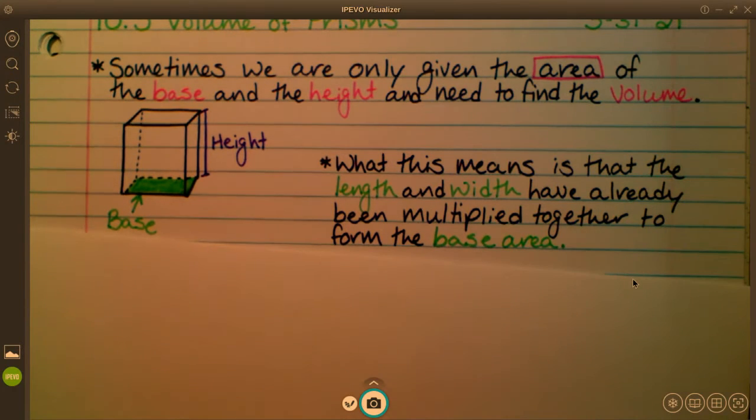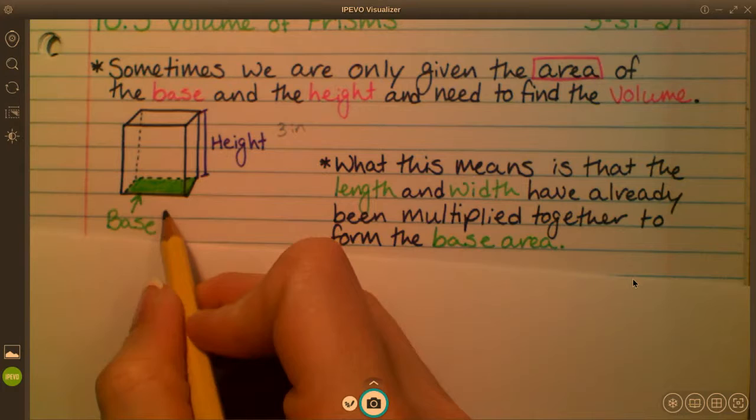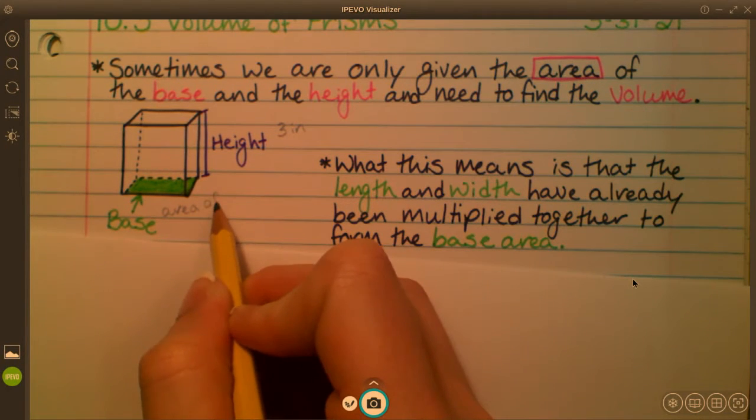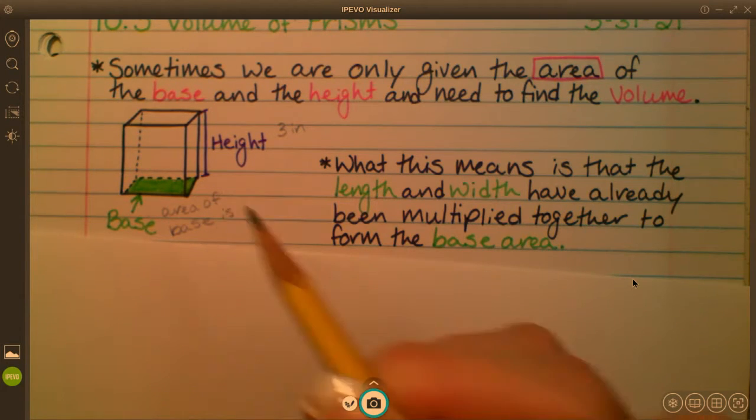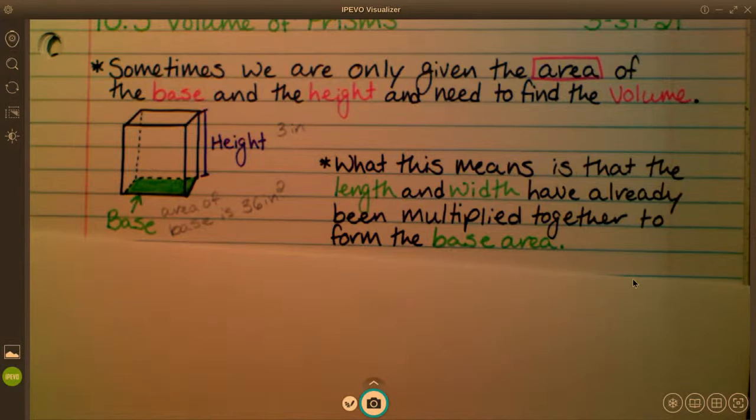So what will happen is sometimes maybe we're told, okay, the height is 3 inches and the area of the base is, say, 36 inches squared. You might be thinking, gosh, what on earth does this mean, Miss E? All that it means. We still have our height, but the length and the width, do you guys notice how this base is the shape of a rectangle? Well, in order to find the area of the base, and it's a rectangle, we would need to take the length times the width to find the area of this base, right? Well, if they give us the number 36 inches squared as the area of the base, they multiplied the length times the width for us. They took one of the steps away from us. They already solved it for us.